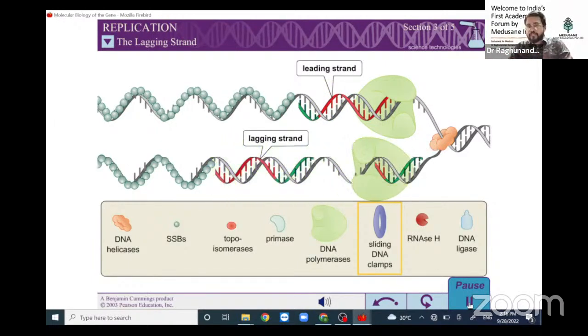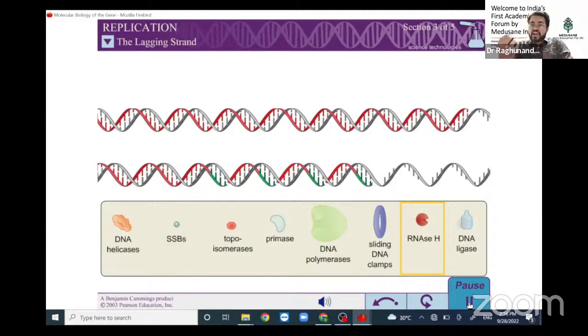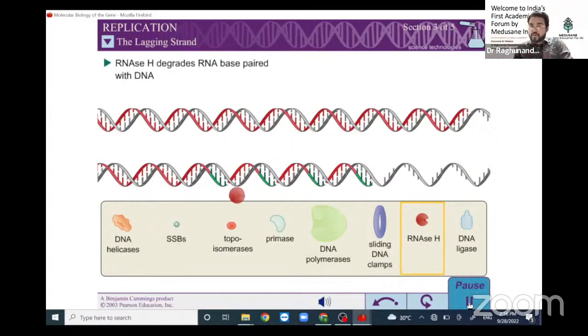But unfortunately, what happens? You are going to have these primers. These primers are RNA primers. Can there be RNA fragments in DNA? It cannot be there. So these RNA fragments have to be removed. That is where the RNase activity comes in. The RNase is going to remove the primers present in both your leading as well as your lagging strand. Clear? Once it removes the primers, you are going to get the DNA.